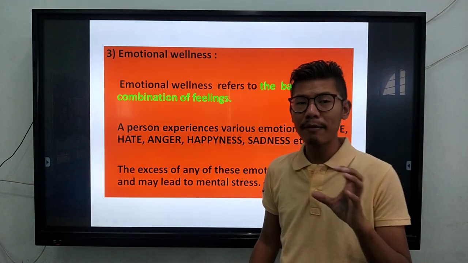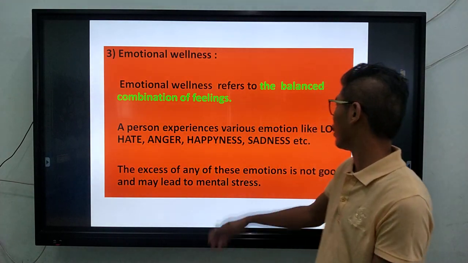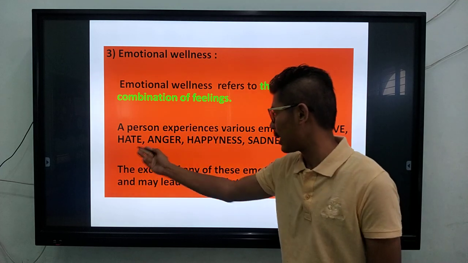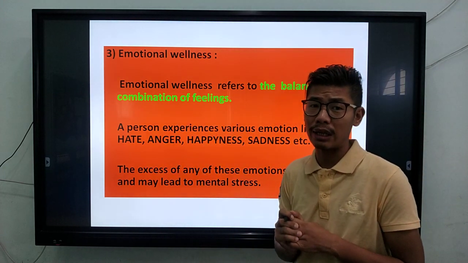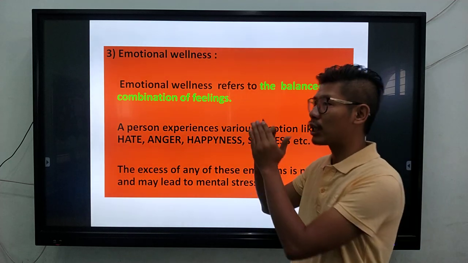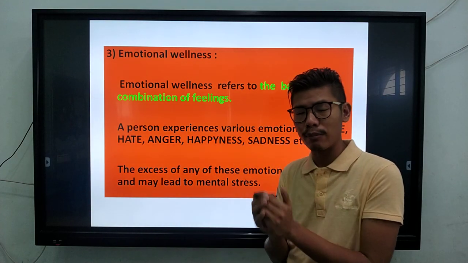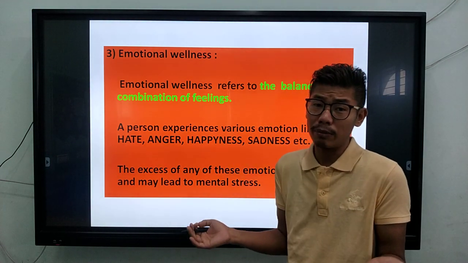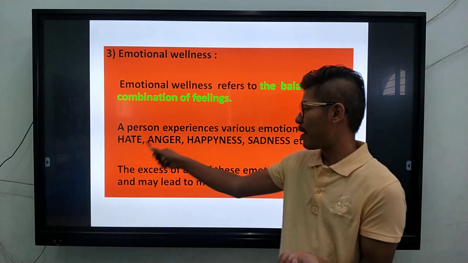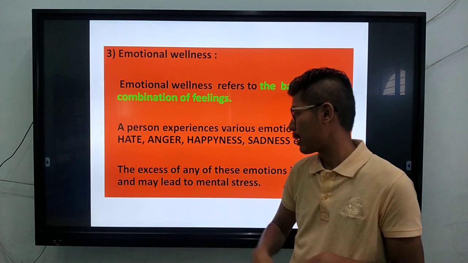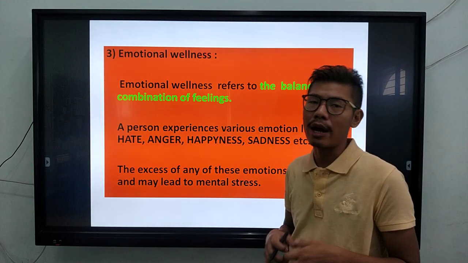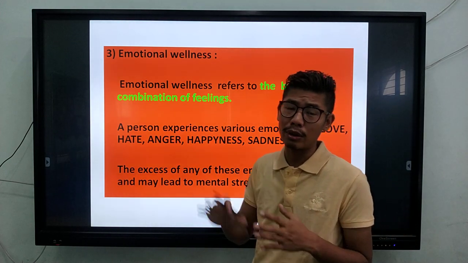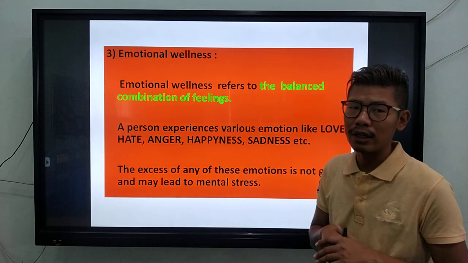Emotional wellness. Everybody's got emotions, like hate, anger, happiness, sadness. But the thing is, when you can control these, when you have balanced emotion in life, then you're always happy. But if you have hate all the time, hating somebody all the time, if you have anger all the time, this kind of emotion is not healthy for you. And when you are not healthy, your wellness will go down.